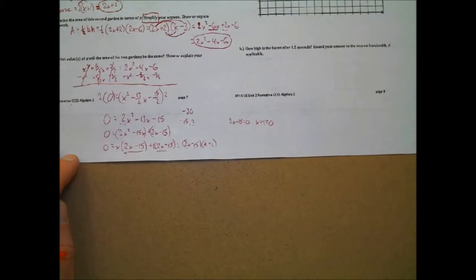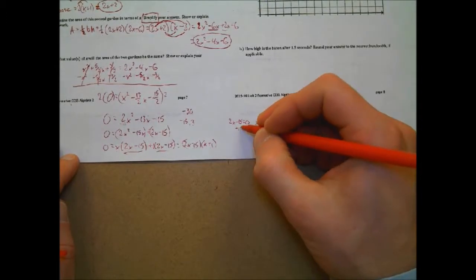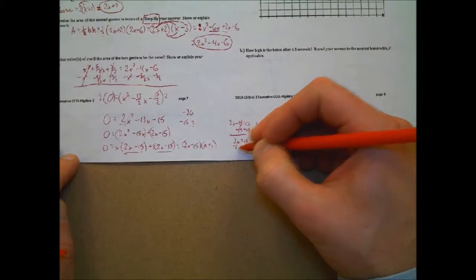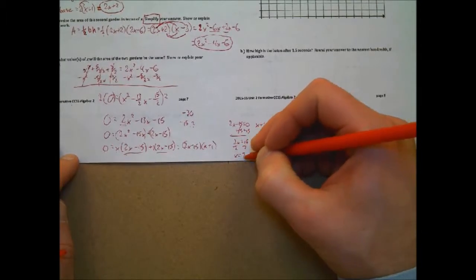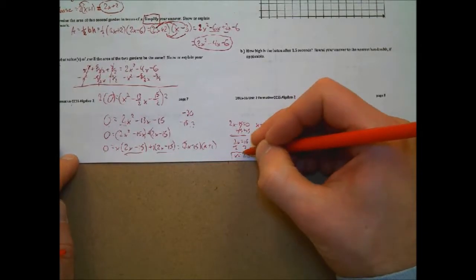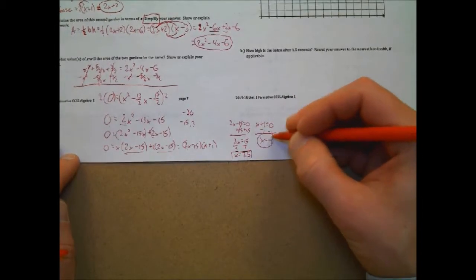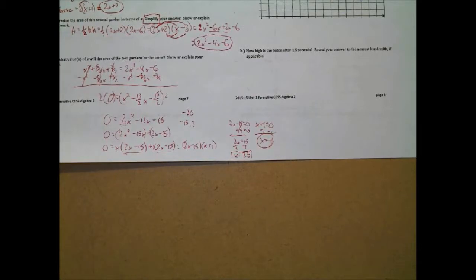Okay. So we'll add 15. We get 2x equals 15. Divide by 2. x equals 7.5. Okay. We'll subtract 1 from both sides. x equals negative 1. Answers. In the context, do both of these answers make sense?